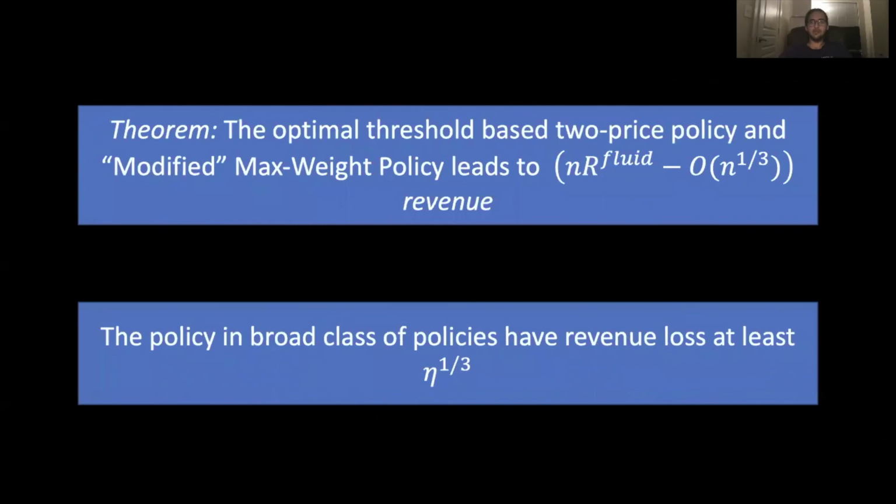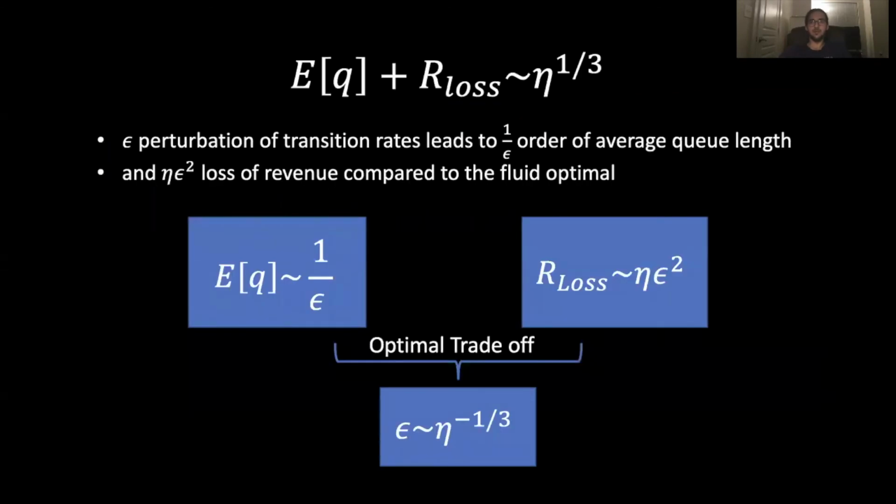So from the previous two theorems, we have seen that the optimal threshold based two price policy and modified max weight policy achieves an η^(1/3) revenue loss. And we have also seen that a policy in a broad class of policies can only do as good as η^(1/3). That means this two price policy and max weight matching policy are near optimal. Now let's look at the intuition of this η^(1/3). Where is this η^(1/3) coming from?